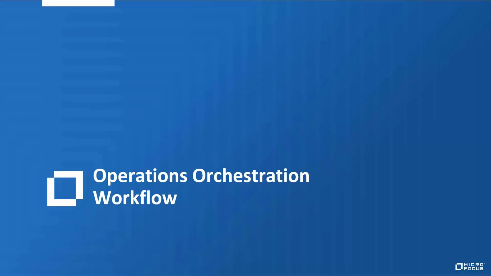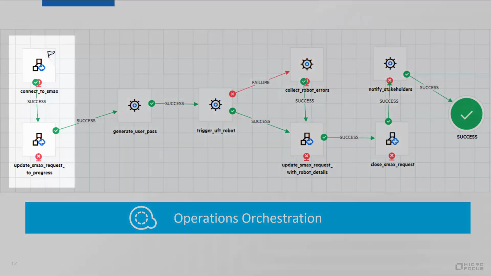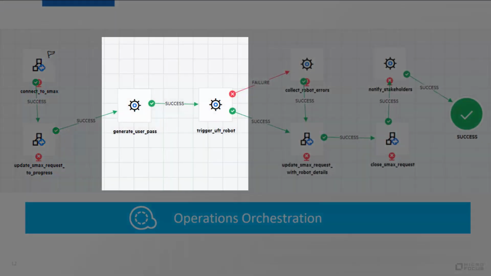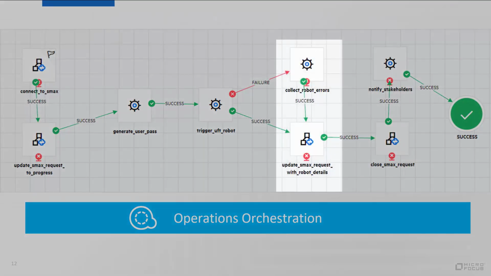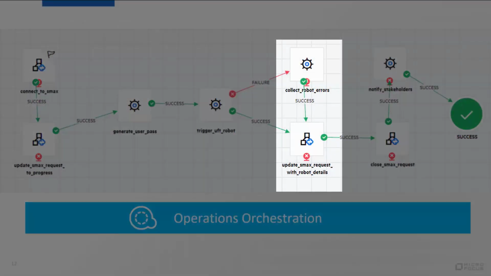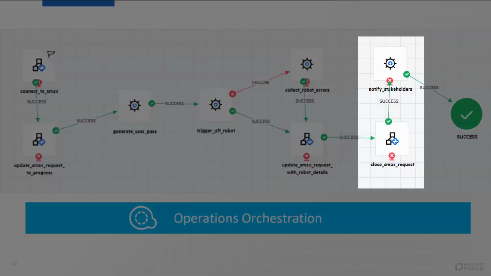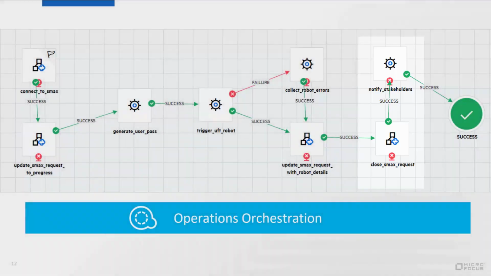Now let's see the Operations Orchestration workflow. First, OO connects to SMA-X and updates the request to in progress. Second, it automatically generates required data such as the default user password, but most importantly, it triggers the UFT scenario. Third, UFT data, once completed, is collected and sent to SMA-X. Fourth, the SMA-X request is marked as completed and the user is notified.